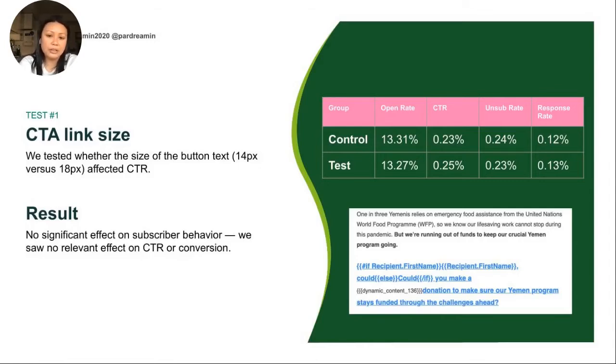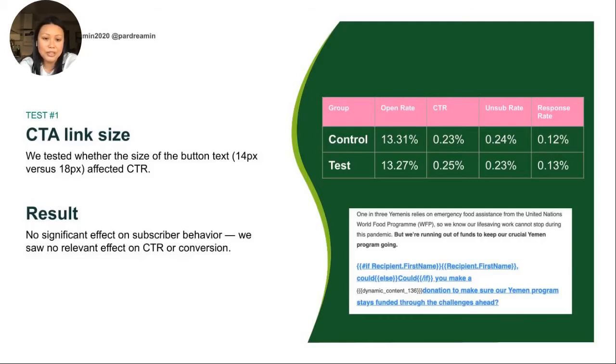So we decided to try a link size test. Right now our email font size is 14 pixels, and we just decided to bump it up to 18, which you can't really tell. It just looks a little bigger, but we were going to give this a try and see if it encourages people to click through. We ran this over several emails and campaigns, and we found that it did not have a significant effect on subscriber behavior.